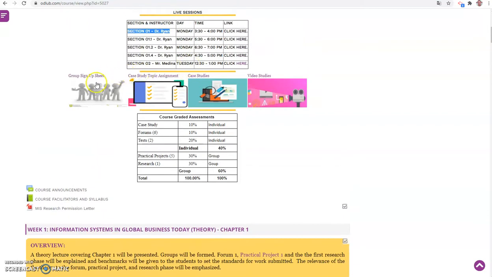As you can see, the sign-up sheet for the case studies is here, and you'll be assigned either a case study topic or a video study, and you'll click here and it will show you which one you have to do.